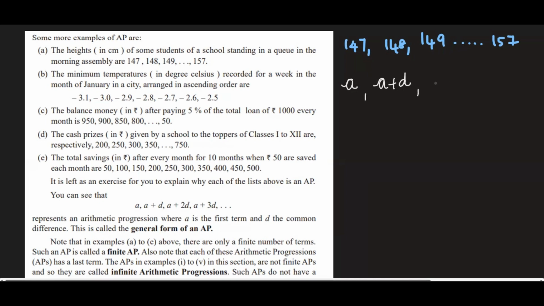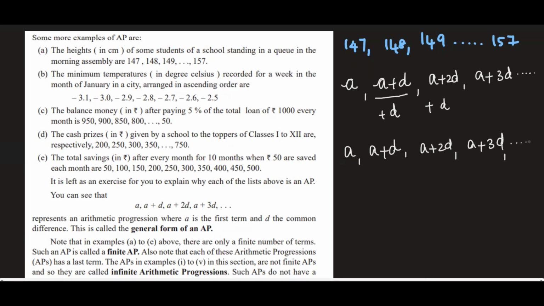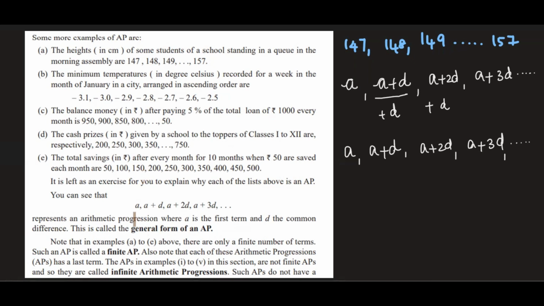The third term will be, basically, to the second term I'm again adding d, so that will be a plus 2d. To find the fourth term, I'll again add d to the third term: a plus 2d plus d becomes a plus 3d, and so on. This is called the general form of an AP. The first term will be a, the second term will be a plus d, the third term will be a plus 2d, the fourth term will be a plus 3d, and so on.